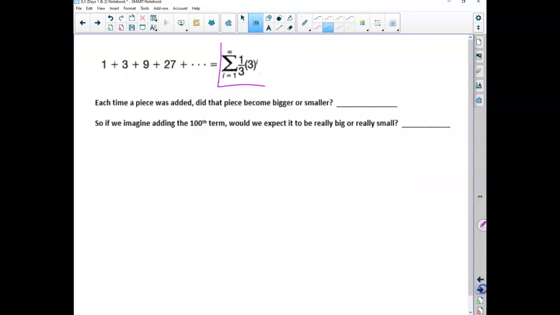So let's check this one out. A new sequence, right? As I'm finding my terms in this sequence, the first term's 1, second term's 3, next term's 9, next one's 27. Each time a piece is getting added, did that piece get bigger or smaller? This time it's getting bigger, right? So, as my pieces are getting bigger, if we're picturing the 100th term, is that going to be a really big number, or a really small number? That is going to be big. It's going to be bigger, bigger, bigger. My terms are getting bigger, bigger, bigger.